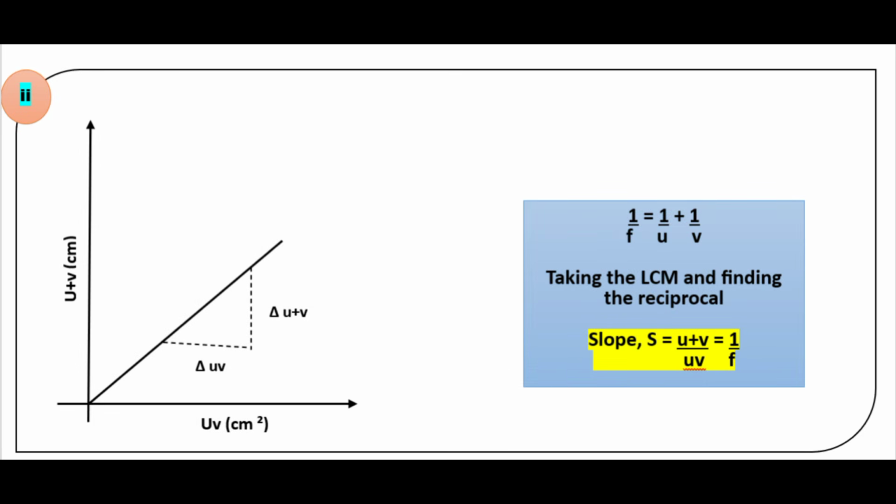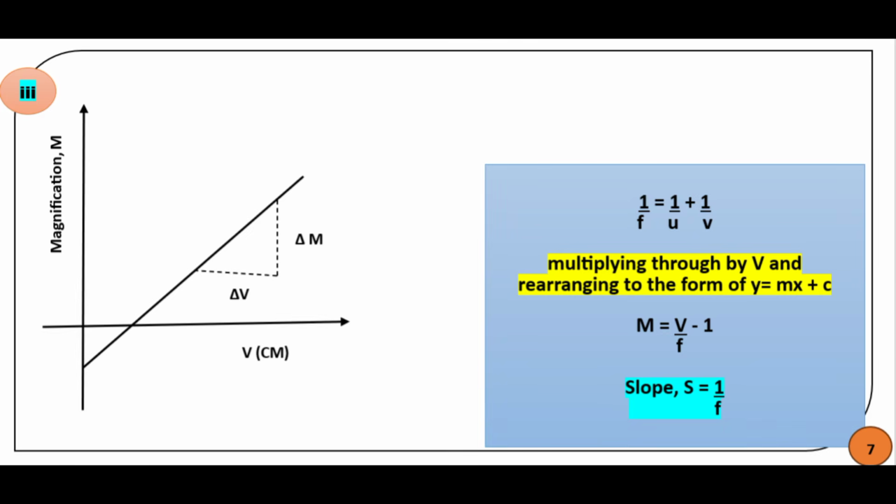Then you can also consider a graph of u plus v against uv. This graph is still a straight line graph with a positive gradient, also passing through the origin. From the mirror formula or the lens formula, if you take the LCM and then the reciprocal, you find that the slope of u plus v against uv will give you the value of the focal length. So if you are trying to find the focal length from this graph, you are simply trying to find the slope.